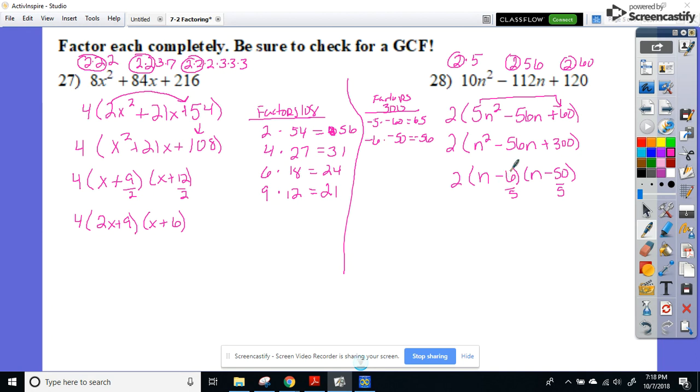I was saying 6 over 5 will not reduce. So that becomes 5n. That swings up there. Minus 6. 50 divided by 5 will reduce. So that just becomes 10. Multiply the binomials using double distribution or FOIL or the box method, however method you want. Distribute the 2, and this should be what you end up with.